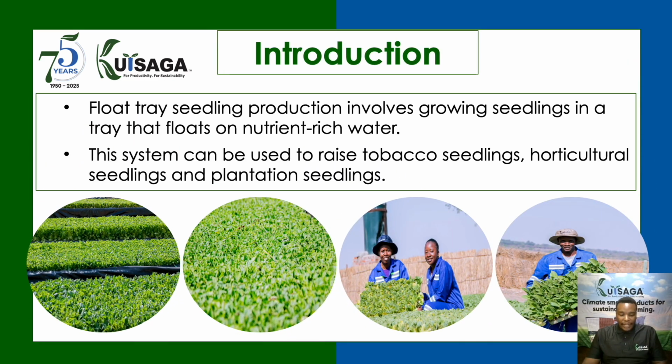So as an introduction, what is the float tray seedling production system? Simply put, it is a method where seedlings grow in trays, floating in a nutrient-rich water source. It's versatile and perfect for tobacco, horticulture, as well as plantation crops.